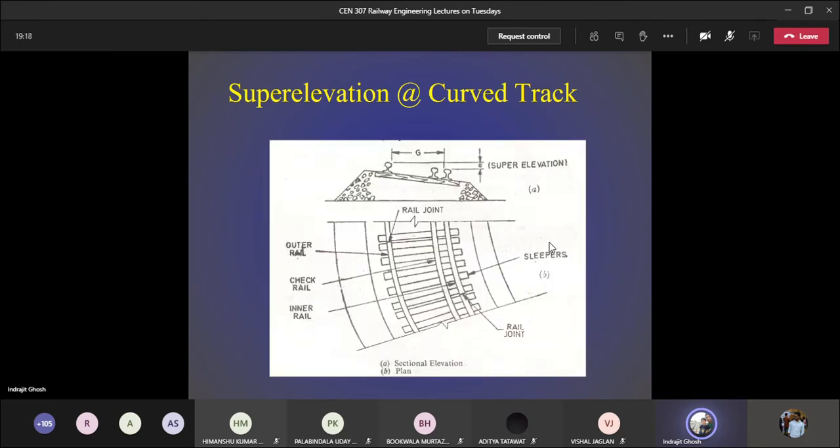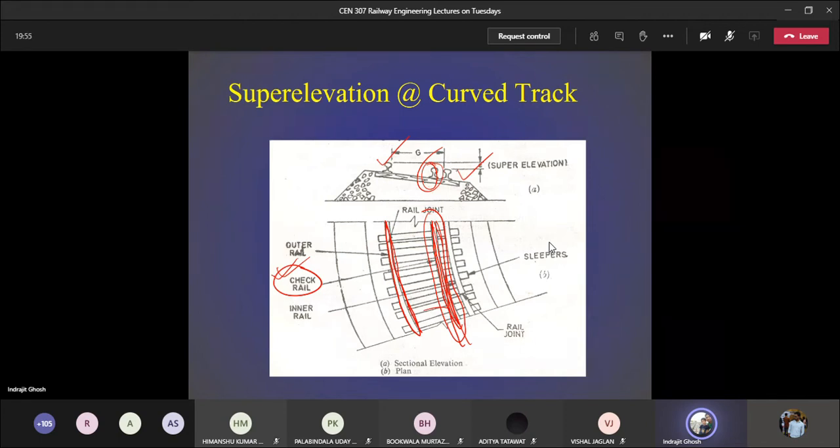So this is a photo: outer rail, inner rail. What is this? This is known as the check rail. We have talked about this several times. The check rail is provided to make sure that the train is not going to be derailed. At the same time, there is not much wearing and tearing of the outer rail. For these two purposes, we provide a parallel rail very near to the inner rail.